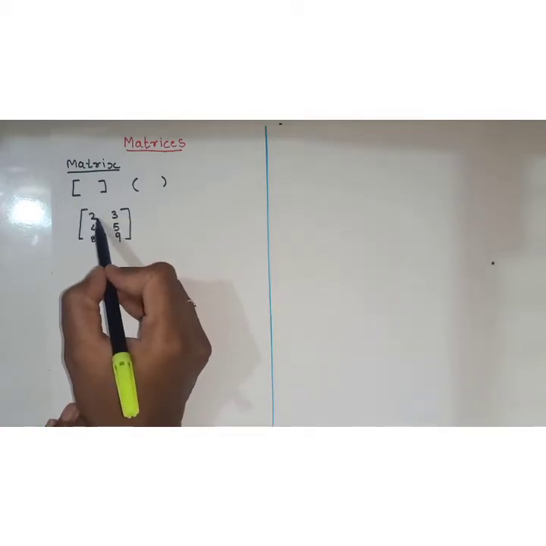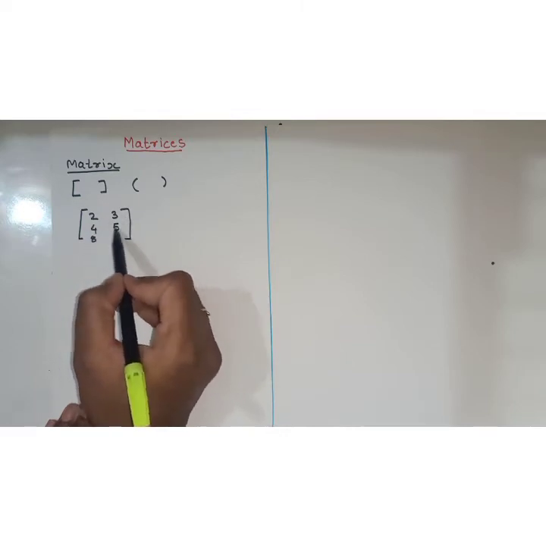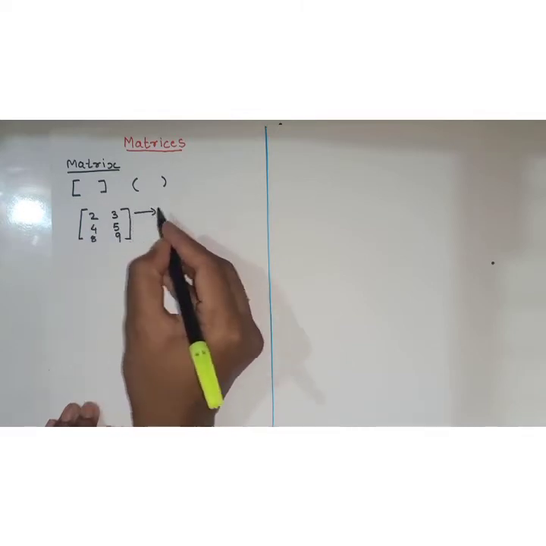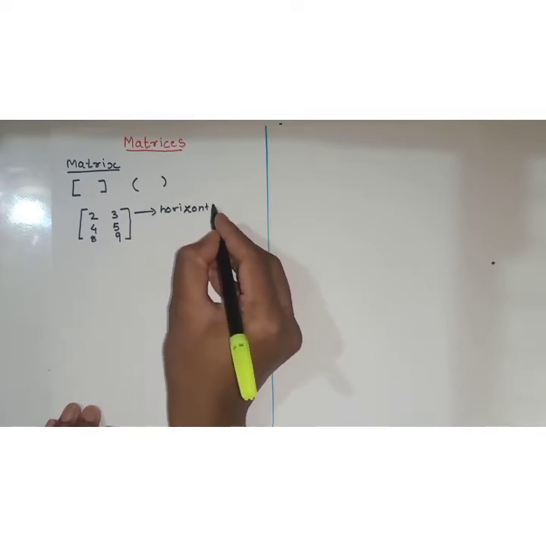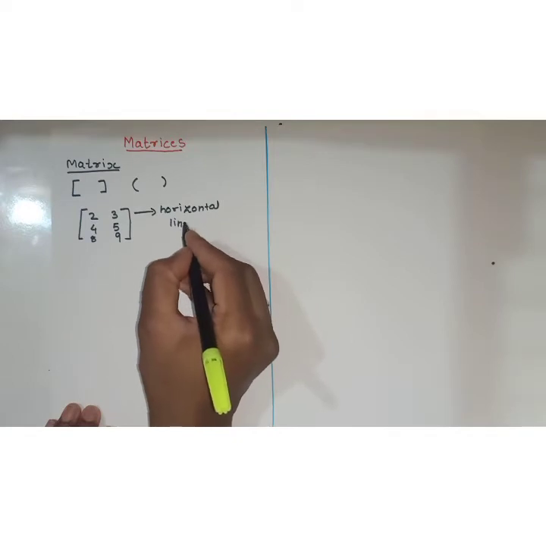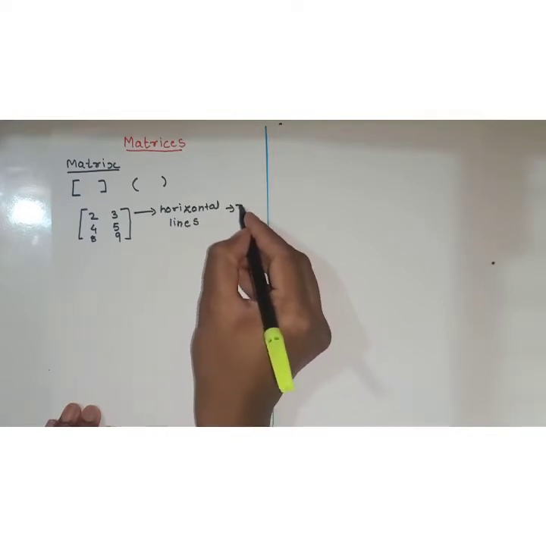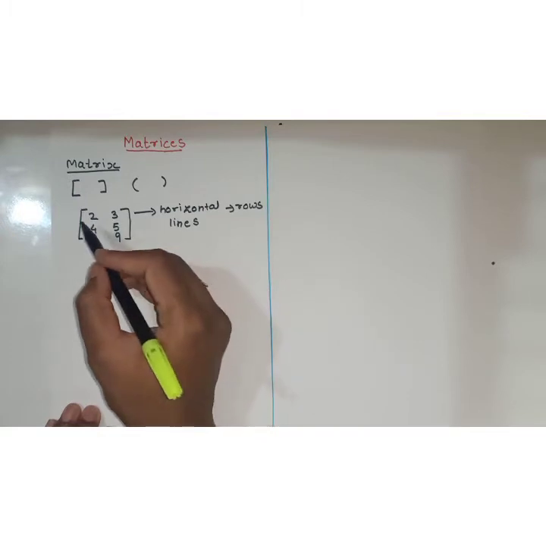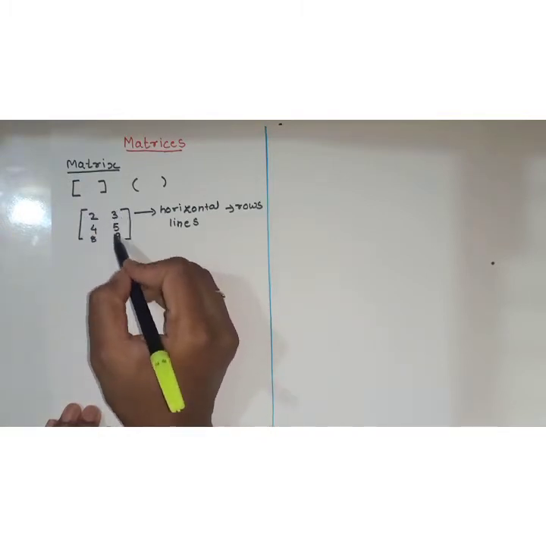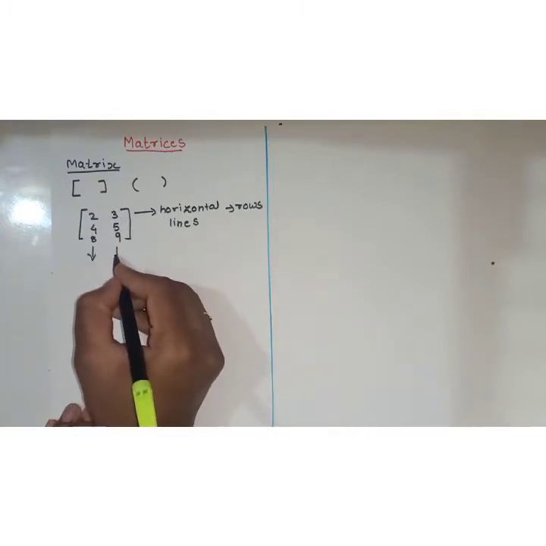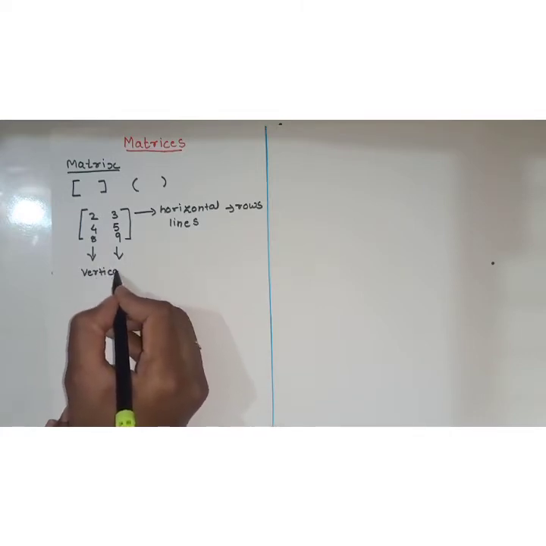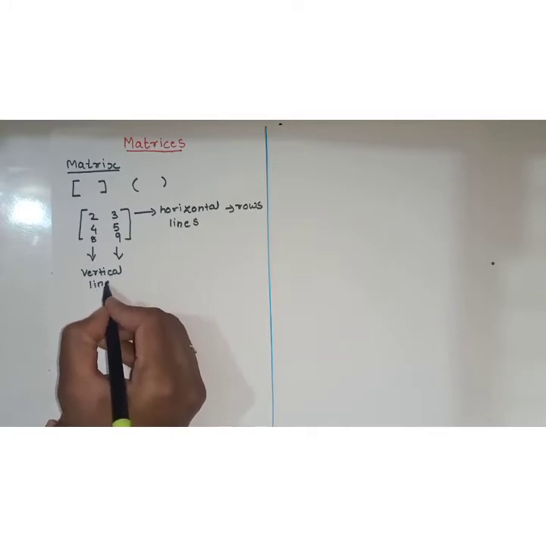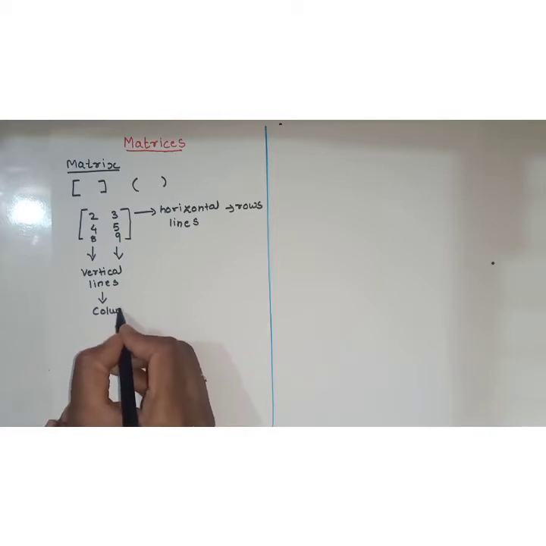Horizontal lines are called rows, whereas the vertical lines are called columns. The vertical lines are called columns.